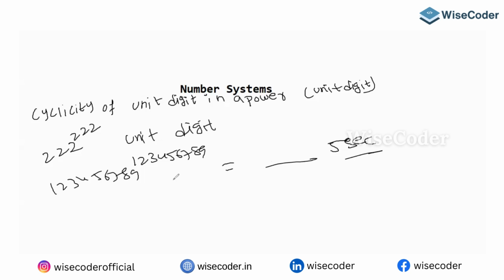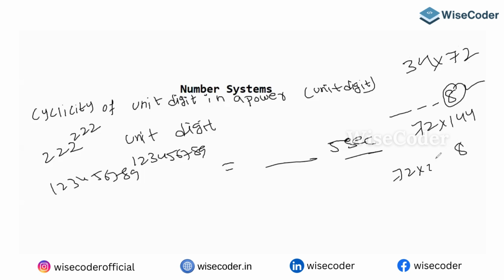Then how is the logic going to be applied? 34 into 72: what is the unit digit? You can say 4 to the 8. So here you will get some number, but the unit digit is 8. Yes or no? 72 into 144: 4 to the 8. Yes or no? 72 into 23: 3 to the 6. You can easily assess the unit digit. So if you want to know 222 power 222, or 123456789 power 123456789, what is the unit digit?